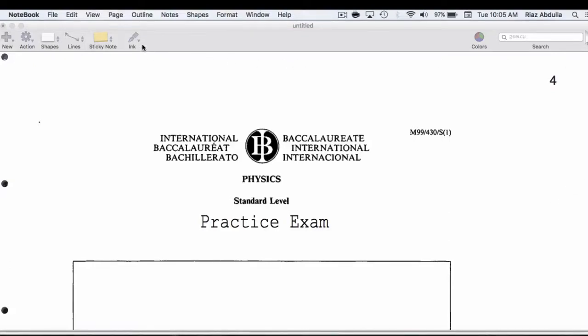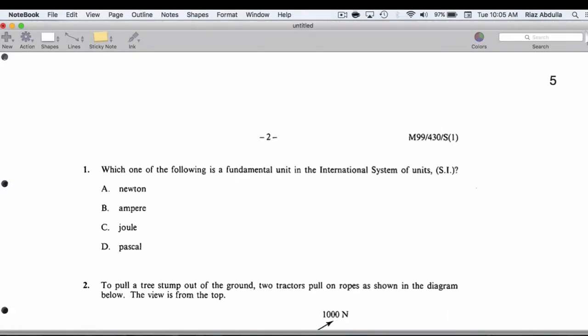All right, I'm going to go ahead and actually begin this practice exam that we're going to be working on. I'm going to work through the multiple choice and then the free response. So, as far as fundamental units go, let's get really clear.